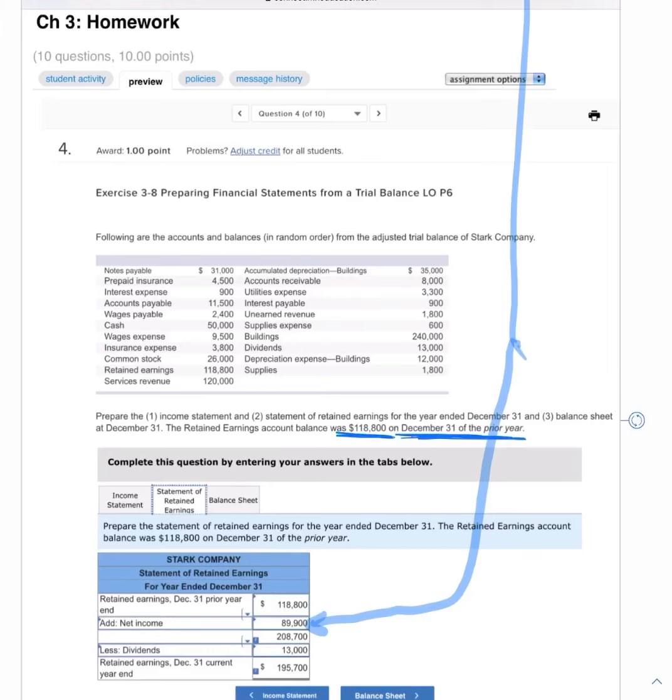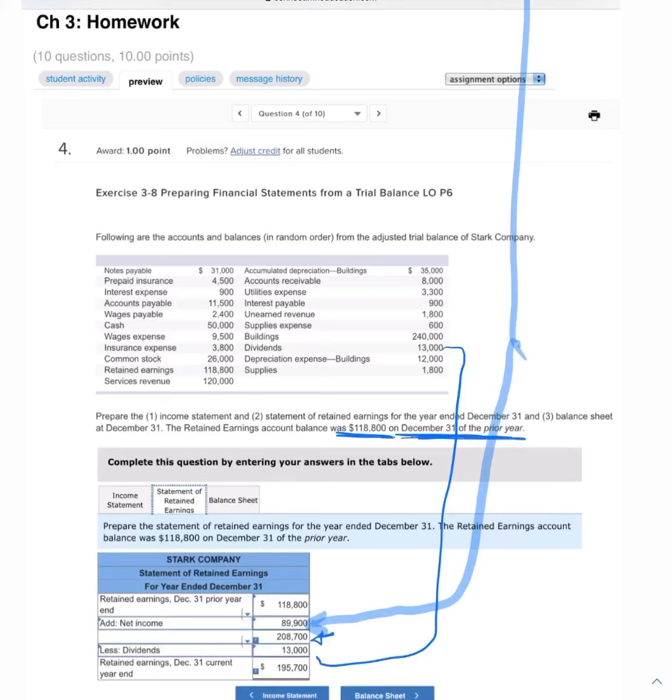Then I add in my net income that we just calculated on my income statement. That gives me this subtotal here of $208,700. I then back my dividends out, but you notice that happens on the statement of retained earnings, not on the income statement. So there comes out my dividends, and then the netting of this $208,700 and my $13,000 will give me $195,700, as you see right there. And so that tells me my ending retained earnings balance.